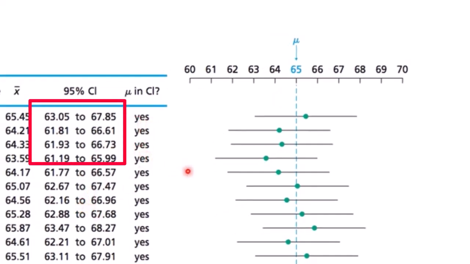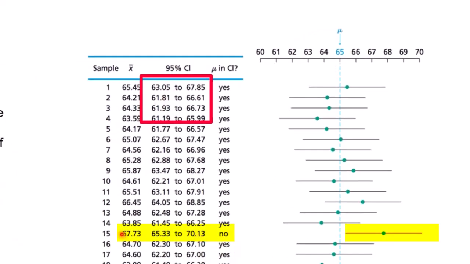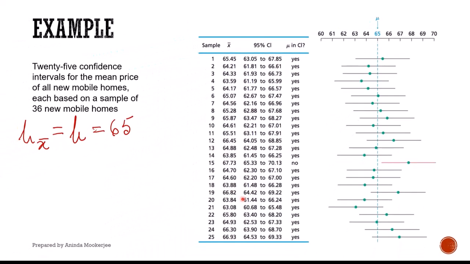So we see in most cases the interval contains 65. The population mean will be contained within the interval, except in one case in sample 15, where the interval starts from 65.33 to 70.13. So it's a narrow miss. Our population mean is 65, but our interval begins from 65.33. All right. So that's what this example is trying to explain.